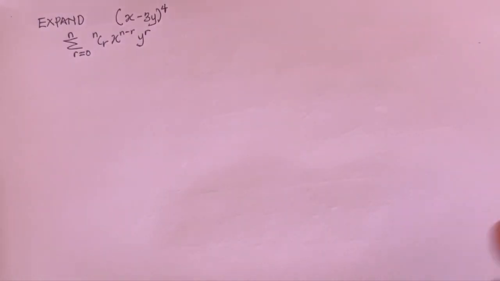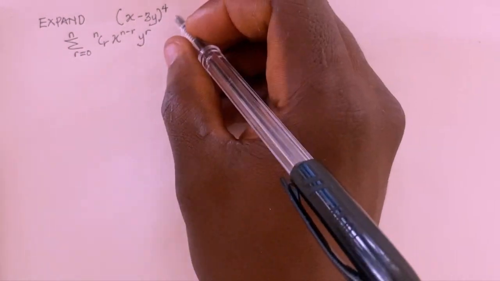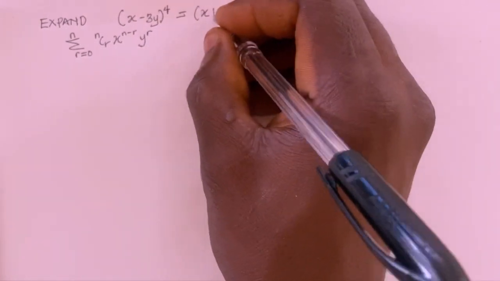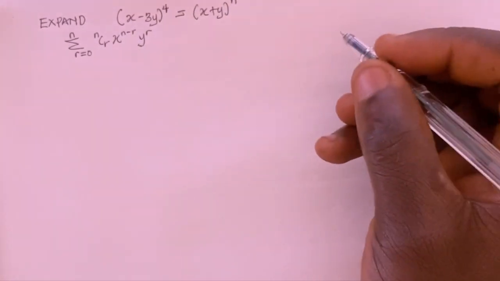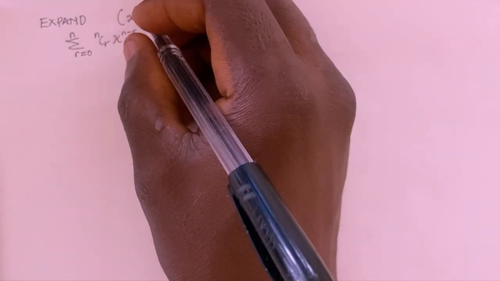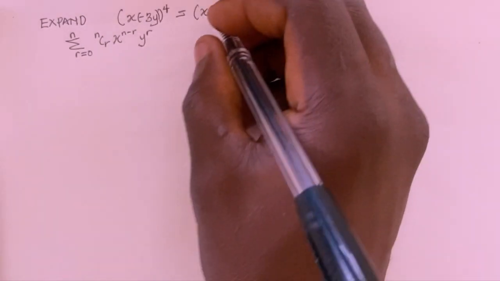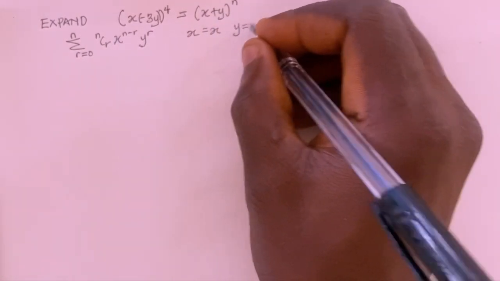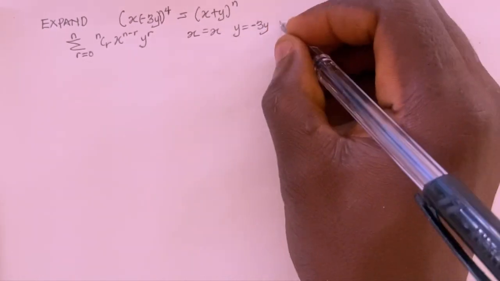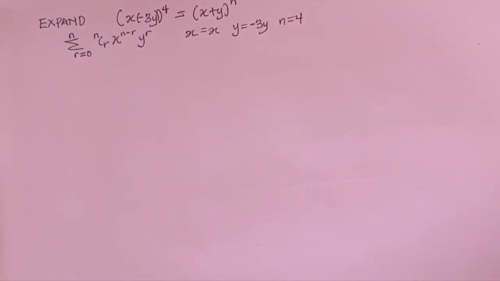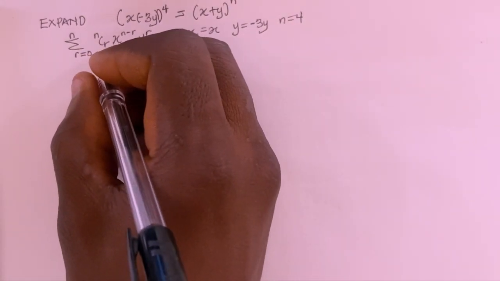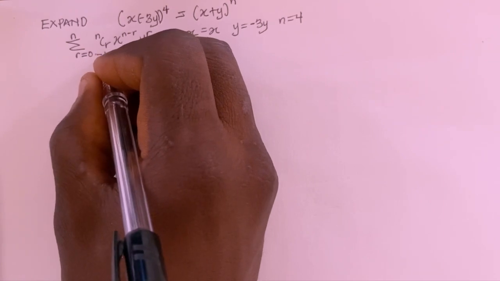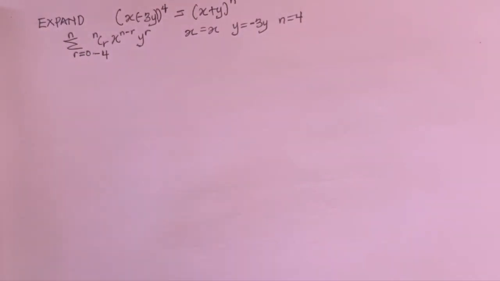R. So in this case, if you look at this very well, this expansion is actually the same thing as writing x plus y all raised power of n, right? But I just need to factorize this minus 3. So in this case, my x is equal to x, right? Then my y equals to minus 3y. And also my n equals 4, right? So if that's the case, r starts from 0 up to 4, right?